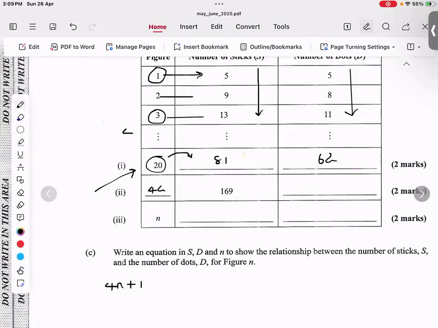Are you following this one? So how did we get from 20 to 81? We multiplied by 4, and then we added 1. So we do the opposite if we go back: subtract 1 and then divide by 4.